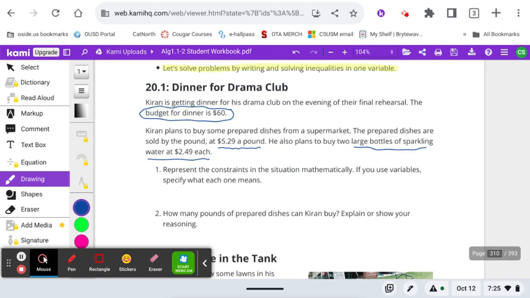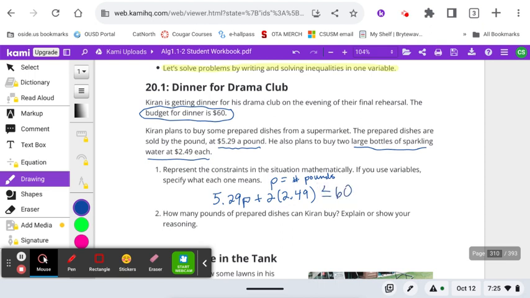Okay, probably we picked maybe P, I'm not sure. If you used X instead, that's totally fine. And P equals the number of pounds regarding those prepared dishes, right? Number of pounds that you're purchasing at the $5.29 a pound. So if we know he's got this budget of 60, we know that he's got $5.29 per pound, however many of those he chooses, plus the 2 bottles of sparkling water, 2 at $2.49 each, and that all has to be less than or equal to his budget of 60.